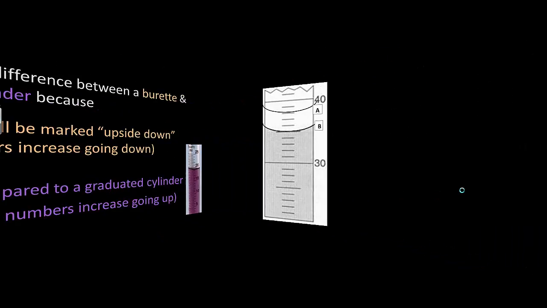All right, let's look at this apparatus, and the first thing you're going to do when you look at this is try and determine, is it a burette or is it a graduated cylinder? Now the numbers increase going up, which means it is a graduated cylinder. We started out at A, we poured some out of the graduated cylinder, and we ended up here at B. We need to take A minus B to find out how much liquid was released.